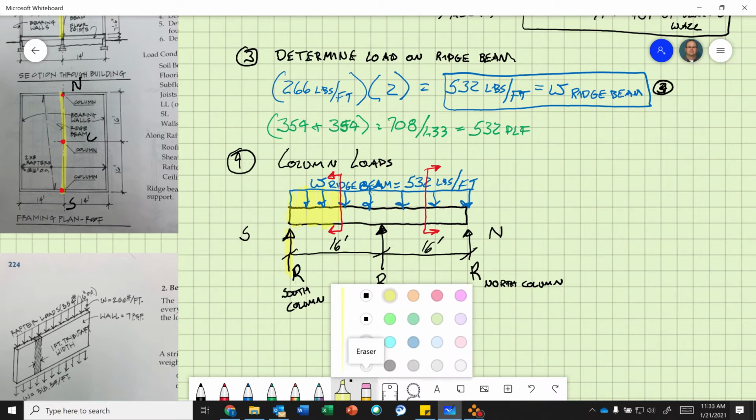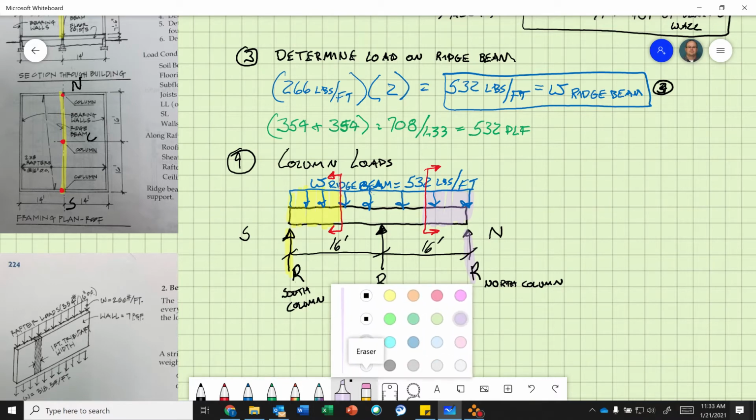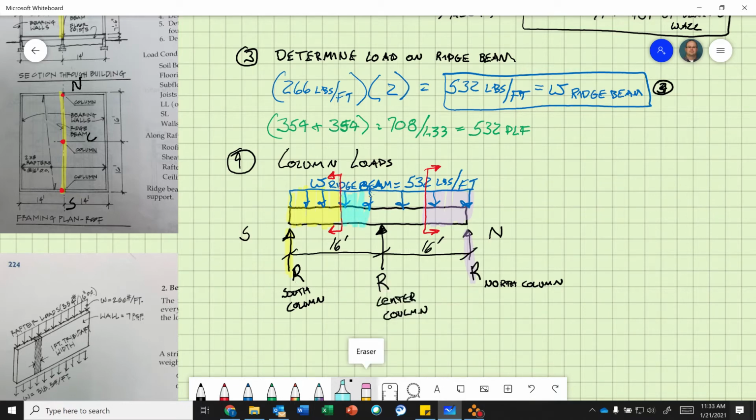Let's do different colors here. This much of the load is held by the north column. Okay, and let's do blue. And all of this load, this area of the beam, is held up by the center column. And we know that's 16 feet because we go 8, another 8 is 16.